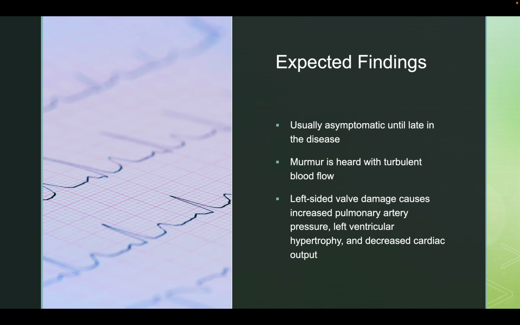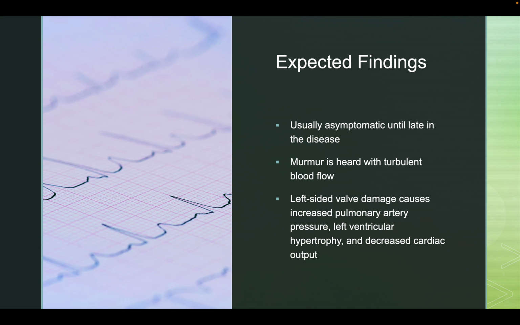So some expected findings that we're expecting to see. Clients who have valvular heart disease are often asymptomatic until late in the progression of the disease. A murmur is usually heard with turbulent blood flow. The location of the murmur and timing, so diastolic versus systolic, help determine the valve that's actually involved.